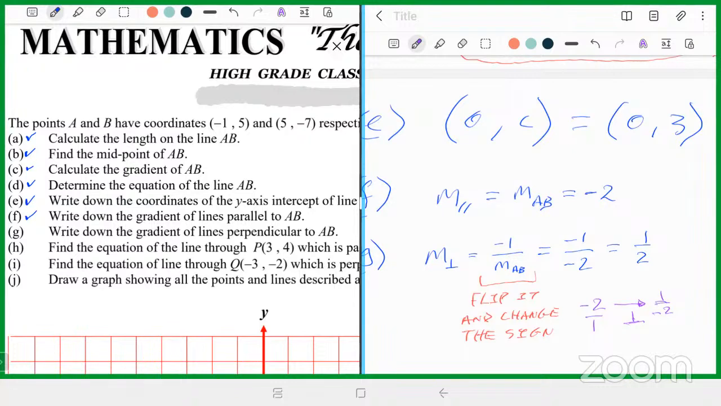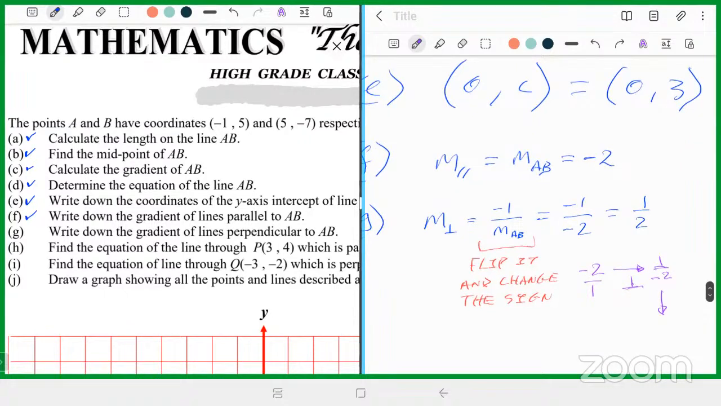That's a flip. So I've done the flip. And then after I flip it, I have to change the sign and make it a positive half. That is how I get my perpendicular gradient, from -2 to 1/2. So we could have gone from this -2 to 1/2 by simply flipping the -2 and changing the sign, and we get the half.